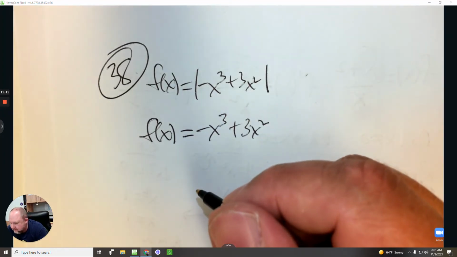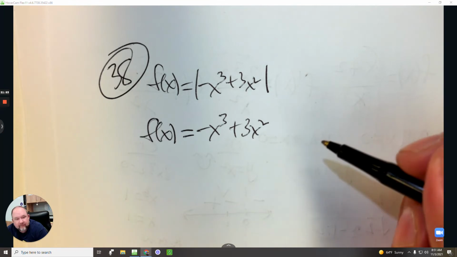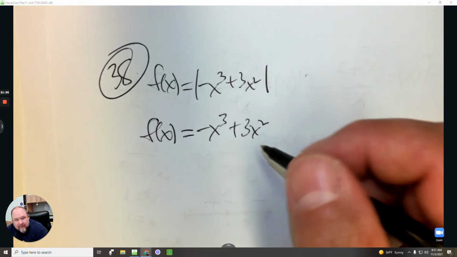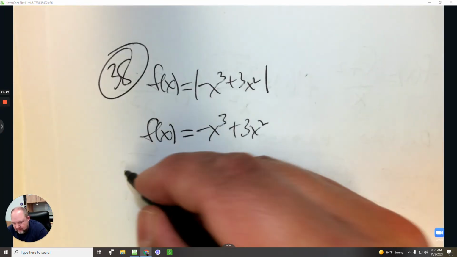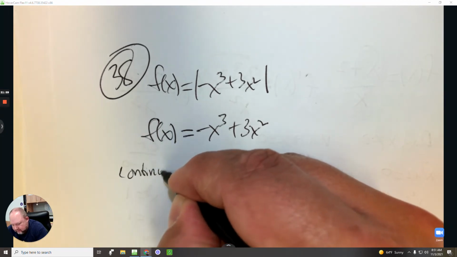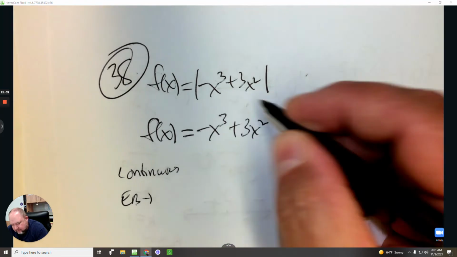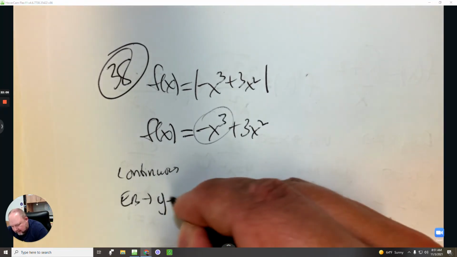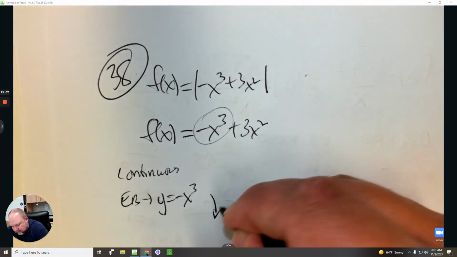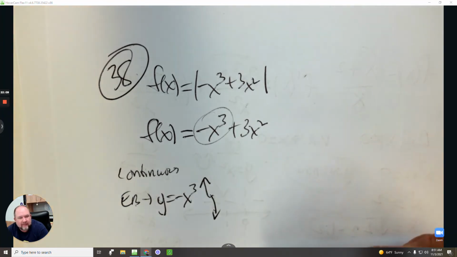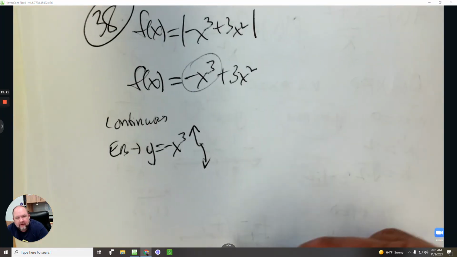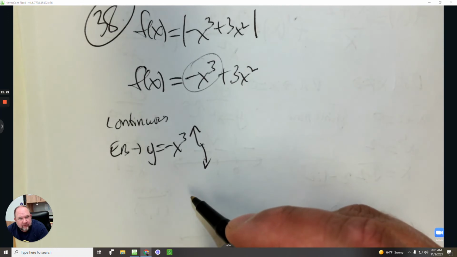So, start with the pre-calculus part. The pre-calculus part, there's no domain restriction, so it's continuous. That's a good start. The end behavior is the power term, which is y equals negative x cubed. So it goes down to the right and up to the left. We're going to change that when we reflect it.